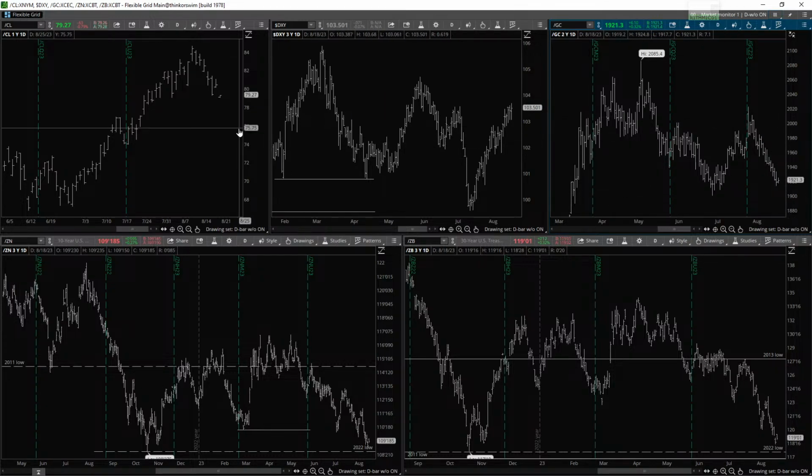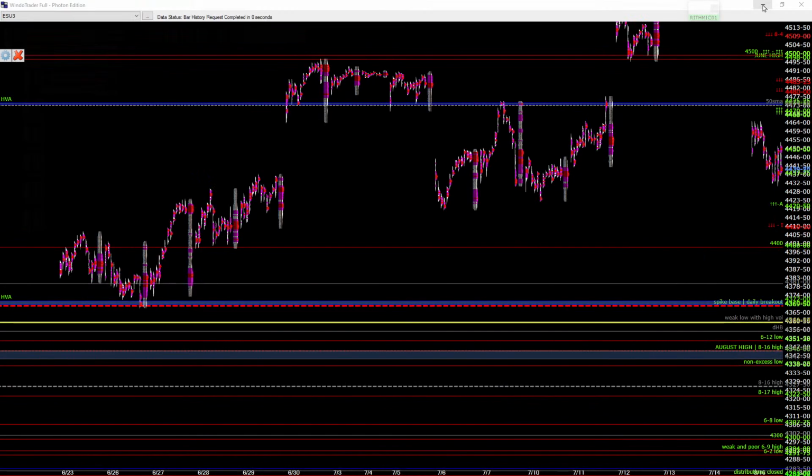Okay, crude. Oh, look at that. Look at what's happening with crude. This could have a big break here. Look at this: 1, 2, 3, 4 lows here together. 5 lows together here.